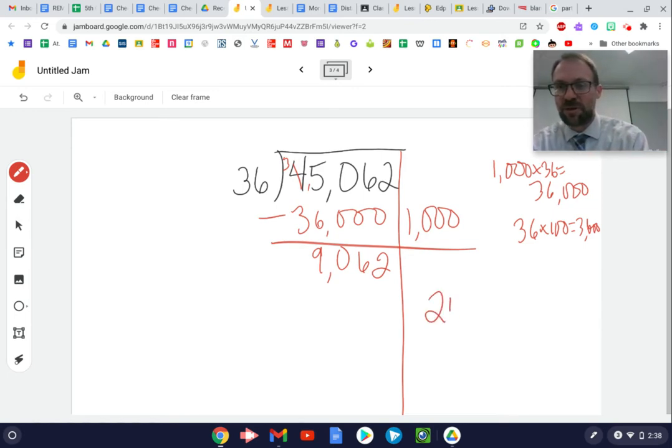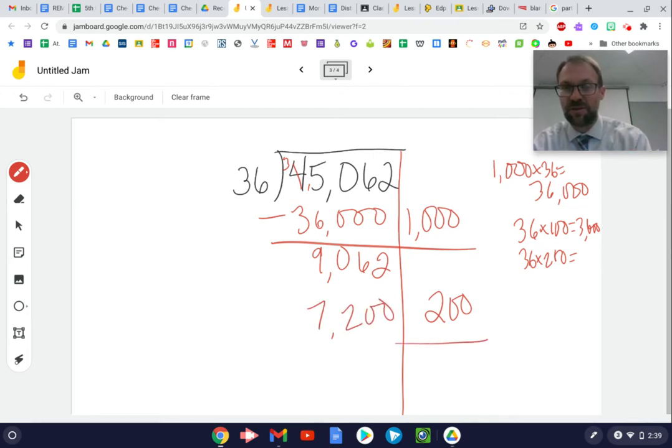Let's go with 200 groups of 36 as our next partial quotient. So that would be, let's see, 36 times 200. Well, that'd be twice as much as 3,600. So that would be 7,200. Subtract that away, get 2, 6.